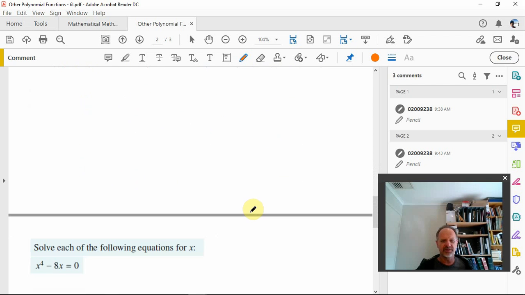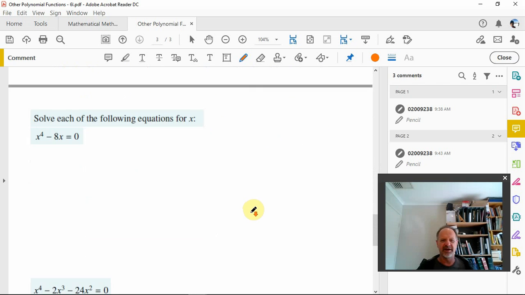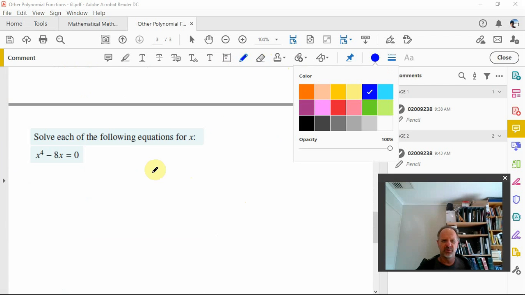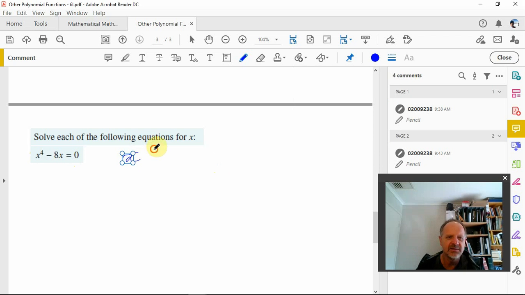The other thing you might be asked is to solve some equations for x. So here we've got x to the 4 minus 8x equals 0, and we want to solve that. Whenever we're solving these, the same as we've done in the past, whether it was a quadratic or a cubic, it could be a power of 4 or a power of whatever, we do the same thing. We want to factorise. When we look at this one, we notice that x is common. So x times (x cubed minus 8) equals 0.